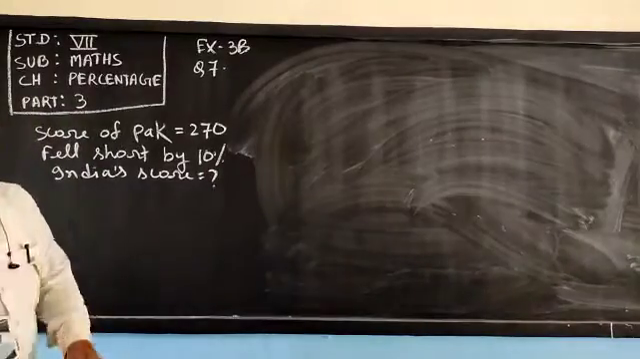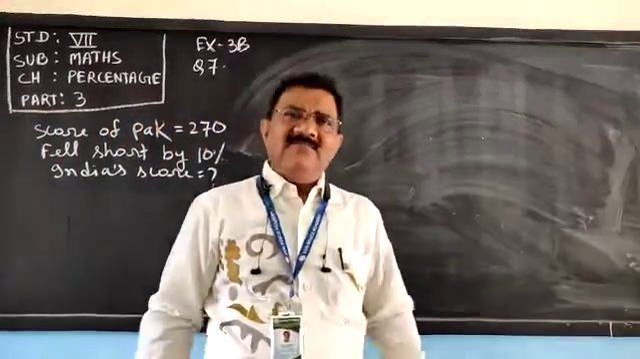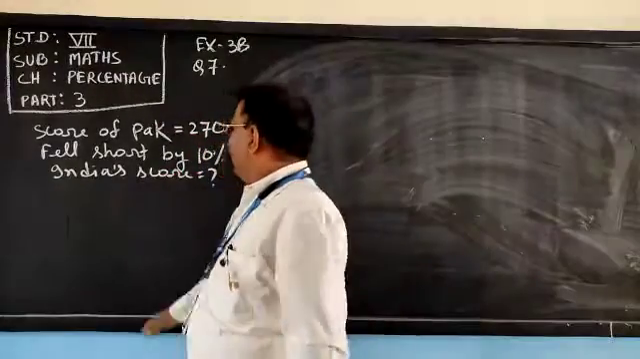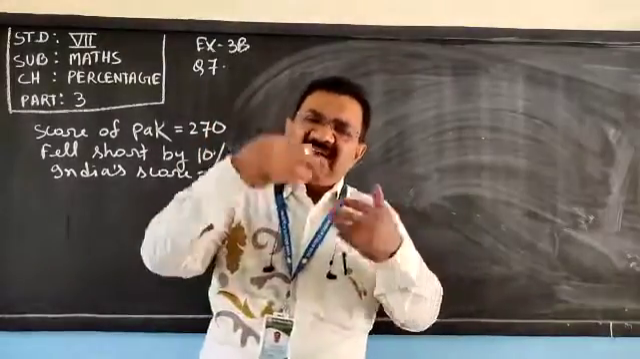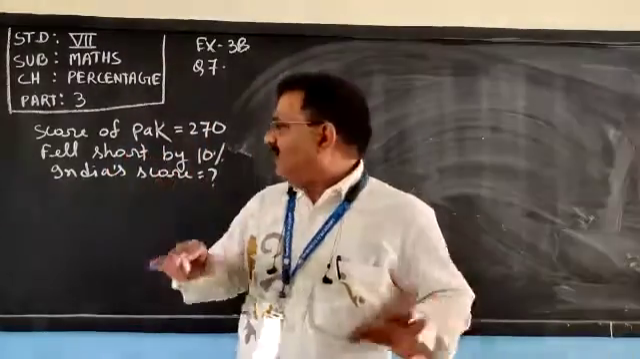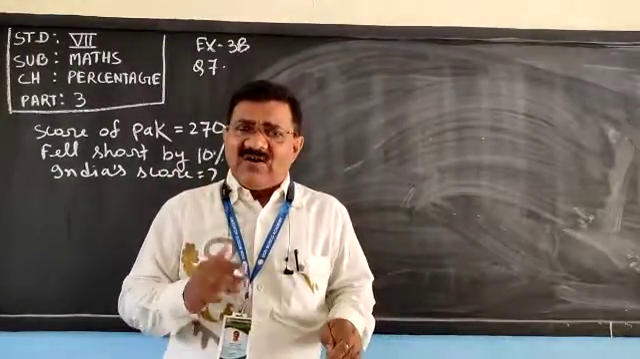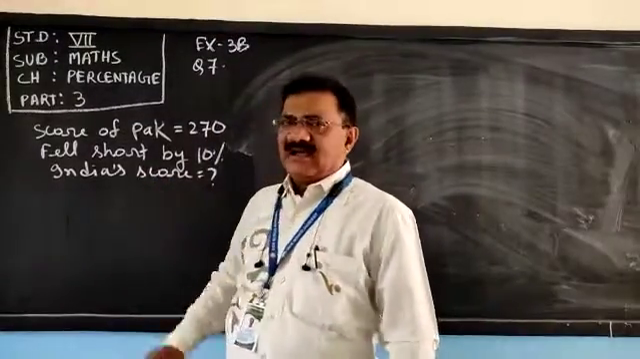Try to understand this question. In a match, maybe 2020, maybe one day, that doesn't matter. Pakistan scored 270 runs and was defeated by India. By how much? By 10%.